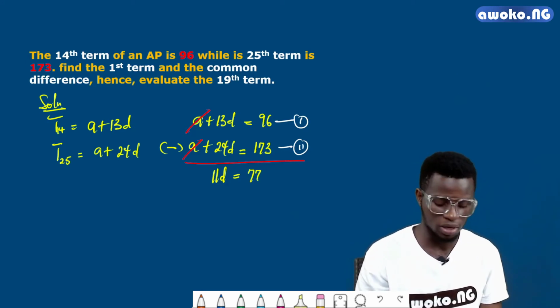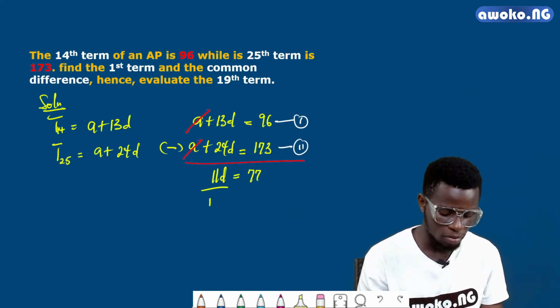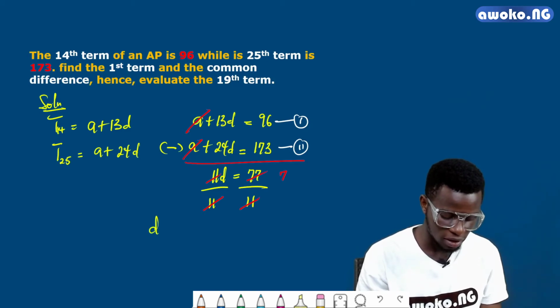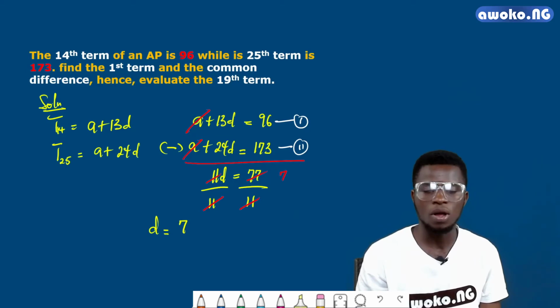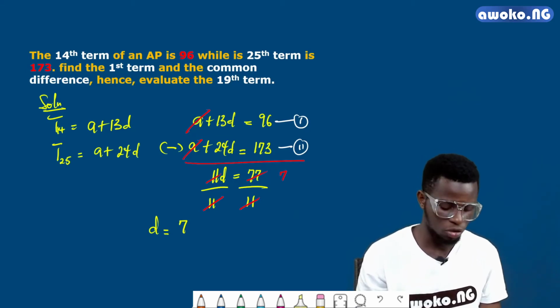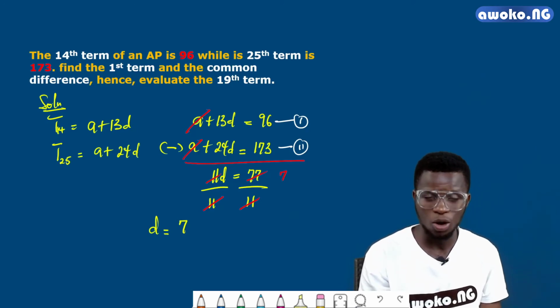Is that okay? Of course, we can look for the value of D in this case by dividing through by 11 and dividing this by 11. So our answer will give us 7. Therefore, the common difference here is equal to 7. So we have the value for our common difference. Now the next step is to substitute the value of 7 into either equation 1 or equation 2 so as to obtain the value of A, which is our first term.